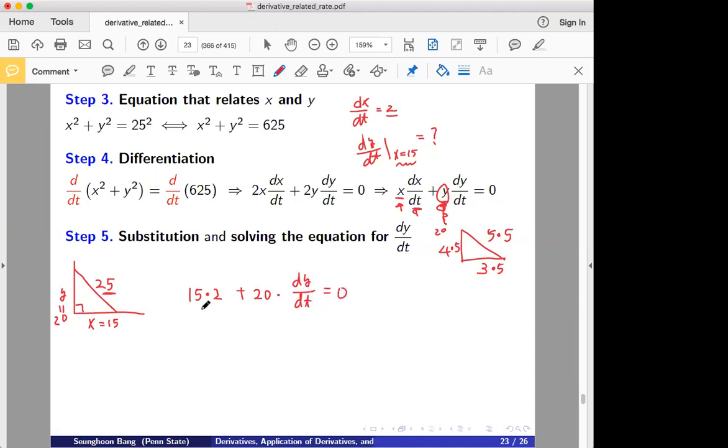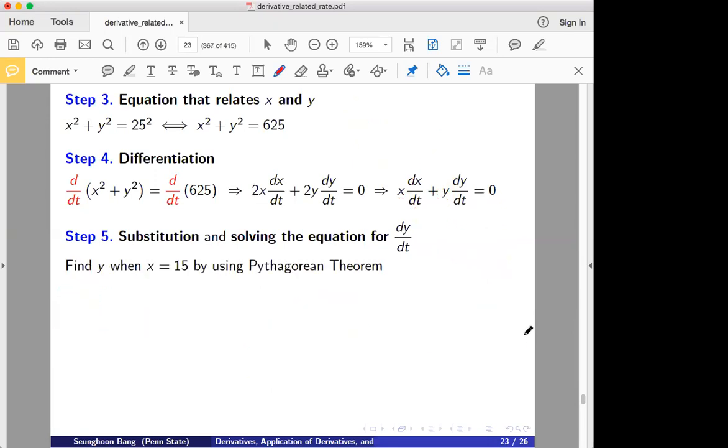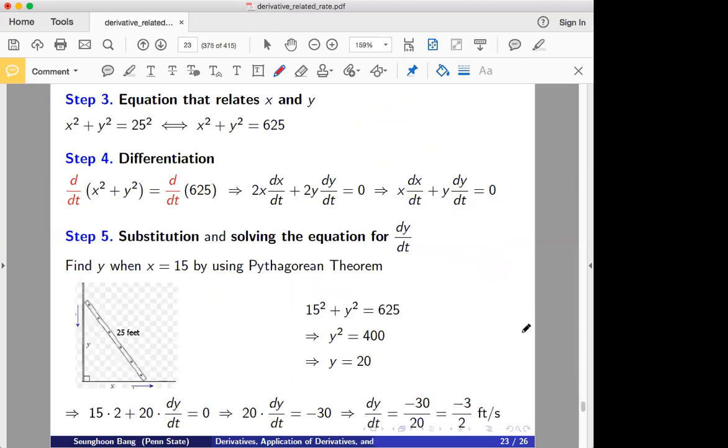Equal to 0. 15 times 2 is 30. You subtract 30 from both sides. So 20 dy/dt equals negative 30. Divided by 20, the 20 is gone. Exactly. dy/dt is negative 3 over 2. This is the whole idea. So we have, like this, negative 3 over 2 feet per second.